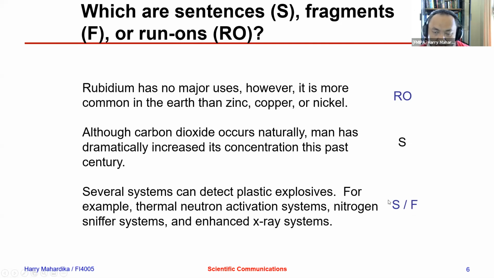Okay, so in this example, it is clear that several systems can detect plastic explosive. "Several systems can detect plastic explosive" is already a full sentence, a good full sentence. However, the next one is not a good sentence. It becomes a fragment because it is written as, for example, thermoneutron activation system, nitrogen sniffer system, and enhanced X-ray system. These are not good sentences. Okay, this is an example of a fragment.